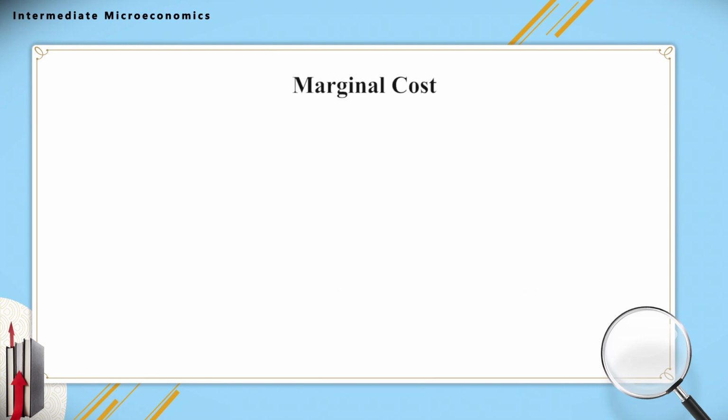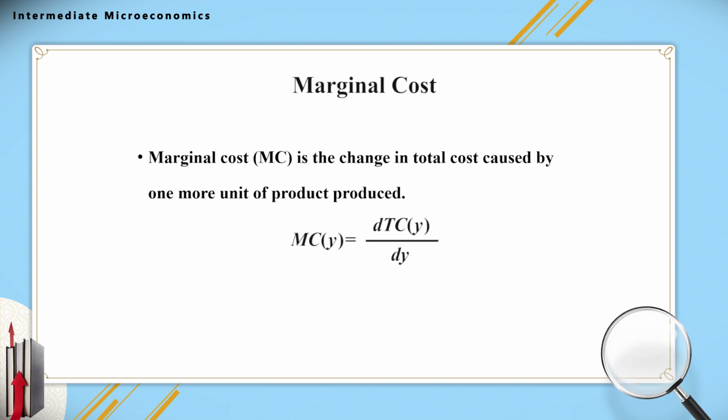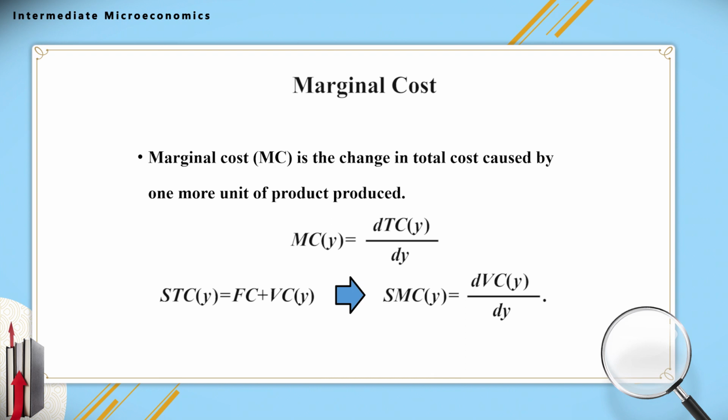Let's go back to the total cost function. If we take a first derivative with respect to the output level, we get the marginal cost, which reflects the change in total cost caused by one more unit of product produced. Since output changes in the short run only lead to changes in variable cost, the short-run marginal cost is also equal to the change in the variable cost caused by one additional unit of output. That is, the derivative of the variable cost function with respect to y.